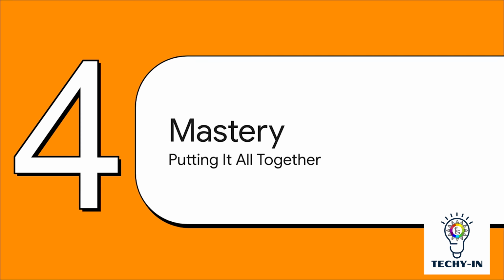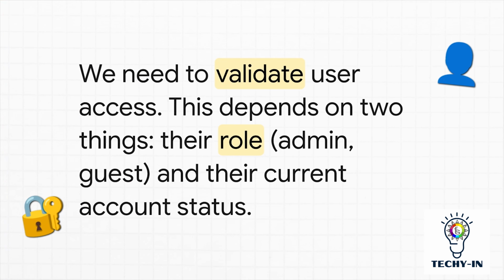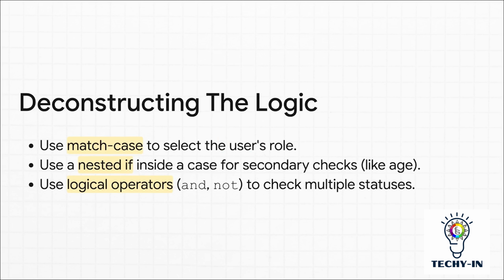So we have our three tools: nested ifs for sequence, logical operators for combination, and match case for handling multiple options. But the real sign of mastery is knowing how to weave them all together to solve a really complex problem. So let's imagine a real-world situation. We need to validate if a user can access some feature. And this depends on their role, like if they're an admin or a guest, and also their current account status. Now this is where it gets interesting. This is how a pro would build it.